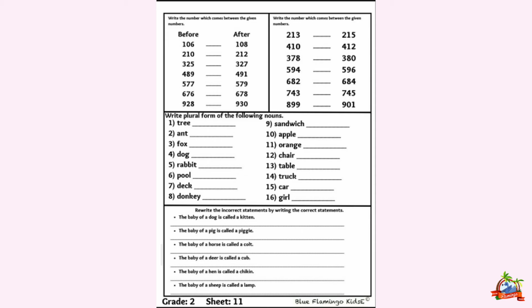What is noun? Noun is the name of person, place, thing or animal. Noun is also known as naming word.